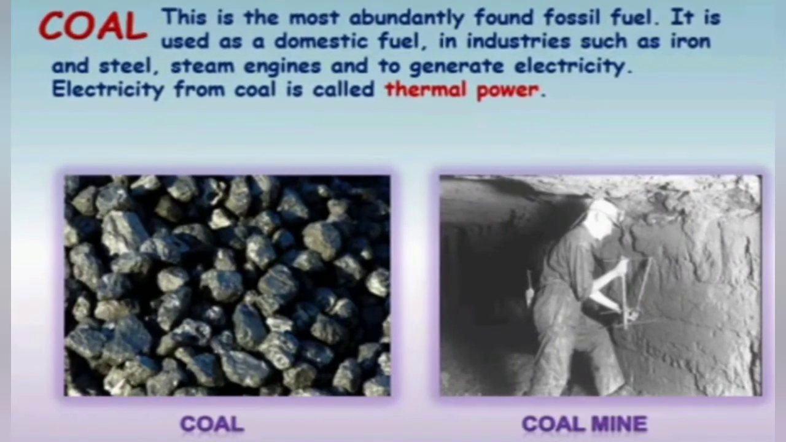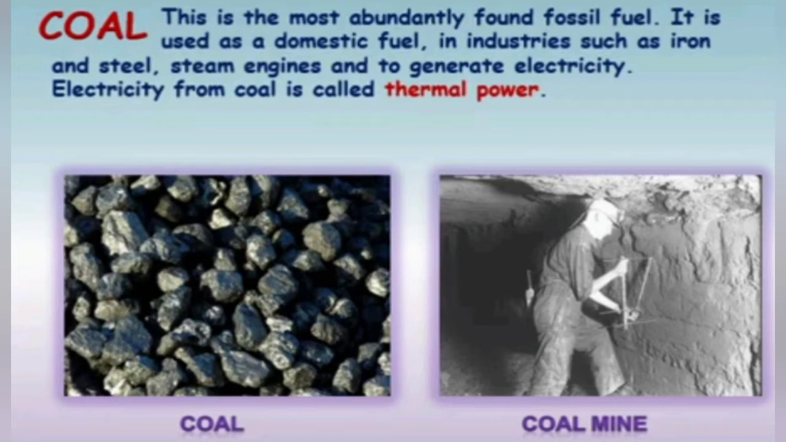Remains of plants and animals which were buried under the earth for millions of years got converted by the heat and pressure into fossil fuels. Fossil fuels such as coal, petroleum and natural gas are the main sources of conventional energy. Coal is the most abundantly found fossil fuel. It is used as domestic fuel, in industries such as iron and steel, in steam engines, and to generate electricity. Electricity from coal is called thermal power.